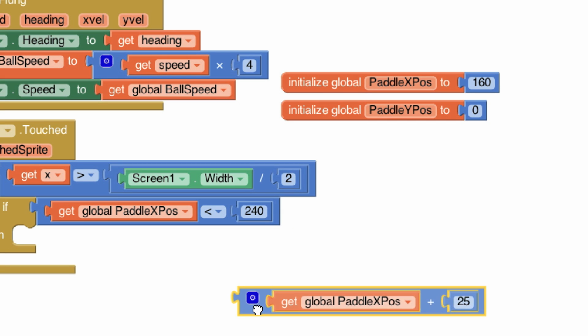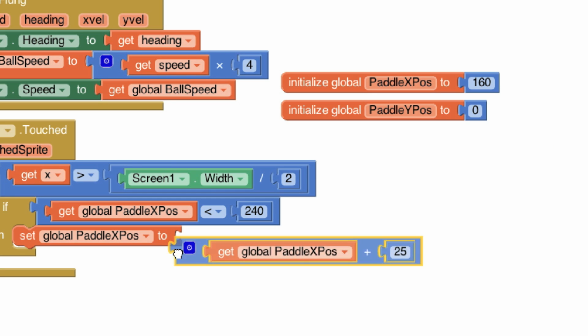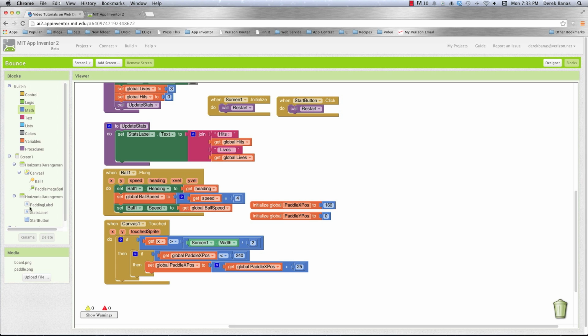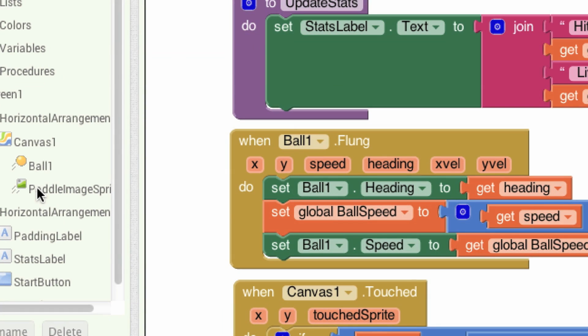And then, if that is true, I'm going to move the X position 25 spaces to the right. Okay? And then after we do all that, we just basically have to move our sprite, which is just another move to. And then where we're going to move it to is paddle X and Y position. So good.